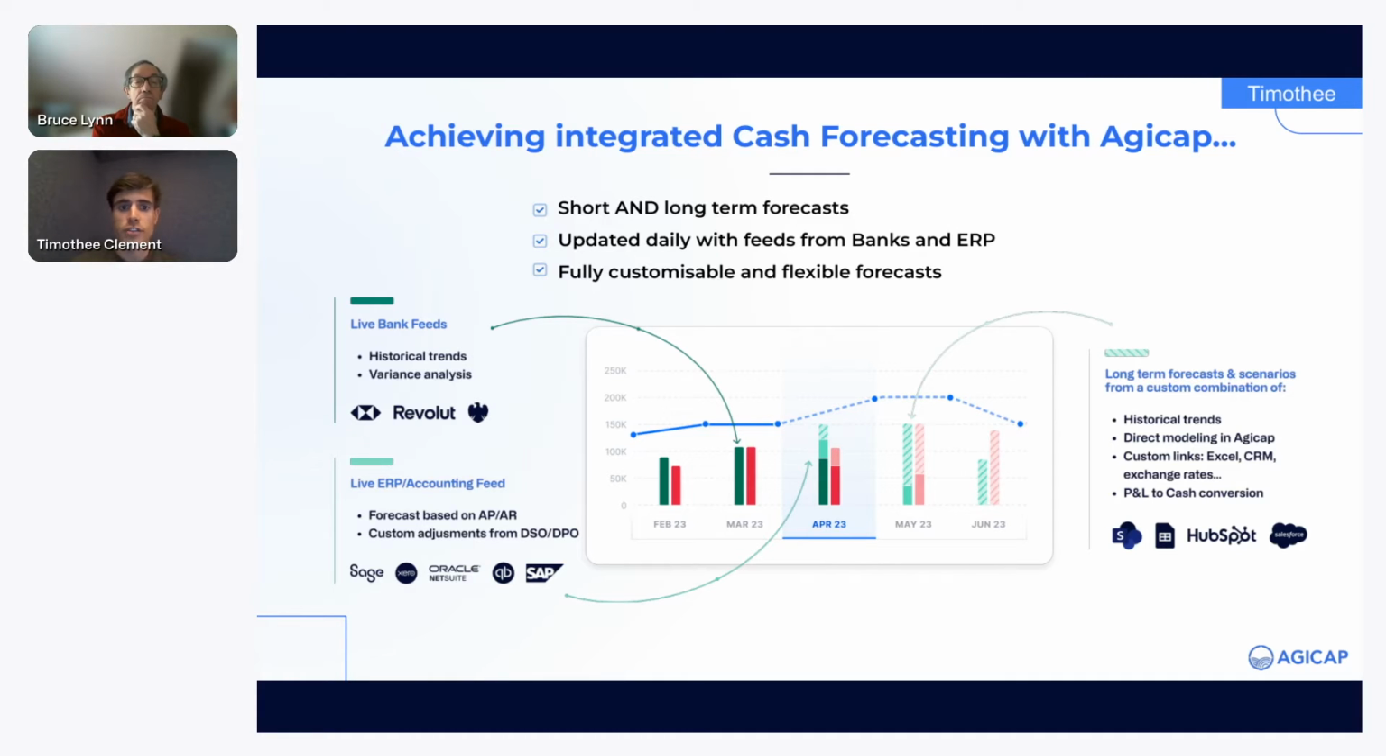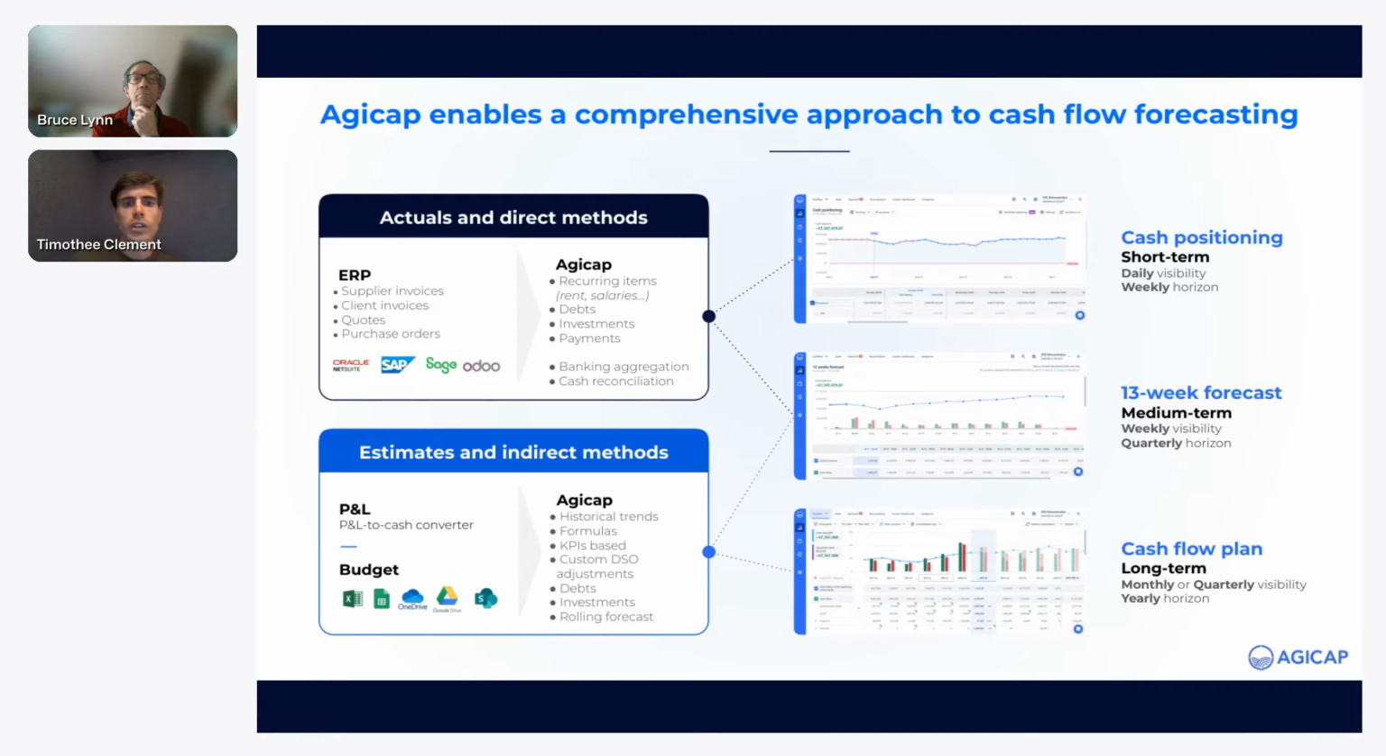Now for longer term projections, and we will dive just after on this, we can draw from a range of options to build longer term projections in Agicap, so beyond what's in the ERP. That can be very direct with assumptions, formulas, trends from the history, connecting also external models for payroll or CRM, for example, which is an interesting use case. But that can also be indirect using inputs typically from the FP&A team with a module for P&L to cash conversion.